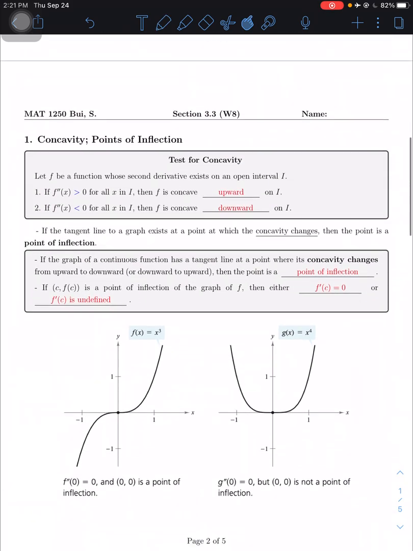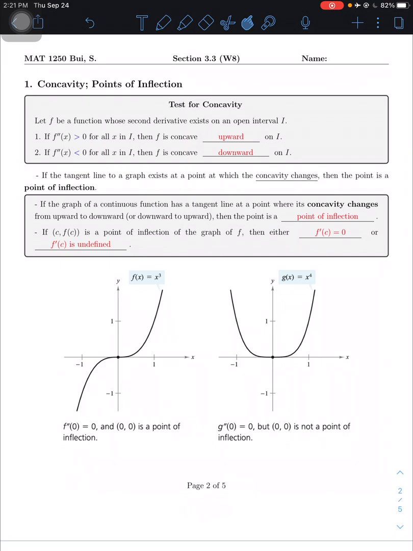All right, so next up we have concavity and points of inflection. For the first derivative, if we set it equal to 0 or set it equal to undefined, we're going to get the critical numbers.